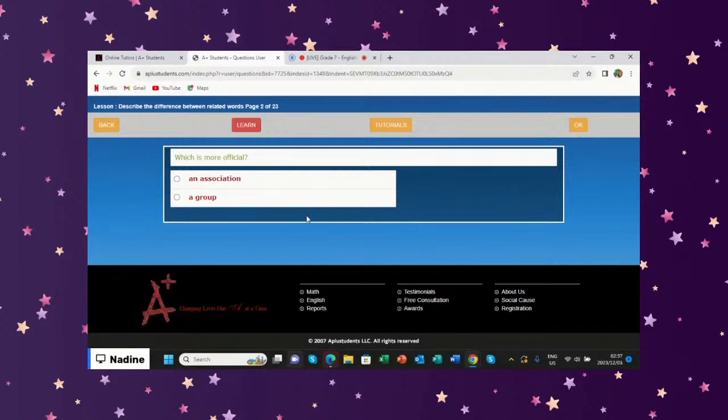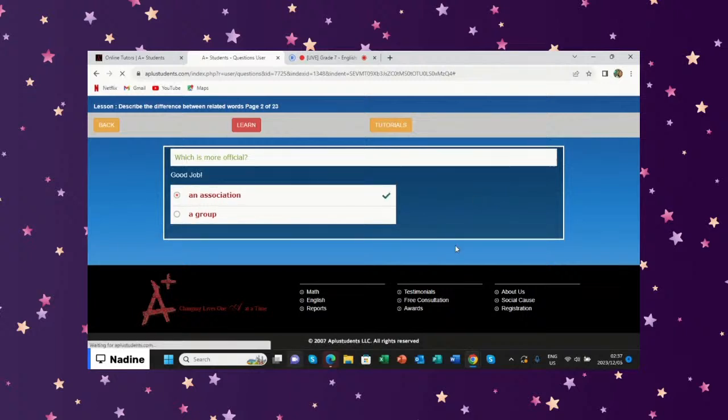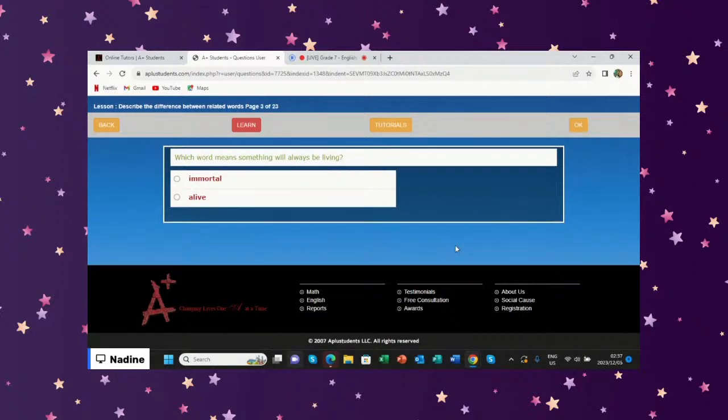So if we can say which is more official, then we can say it is an association, because it's a group of members who have a common goal. They're coming together in pursuit of a common goal or they have a common interest.